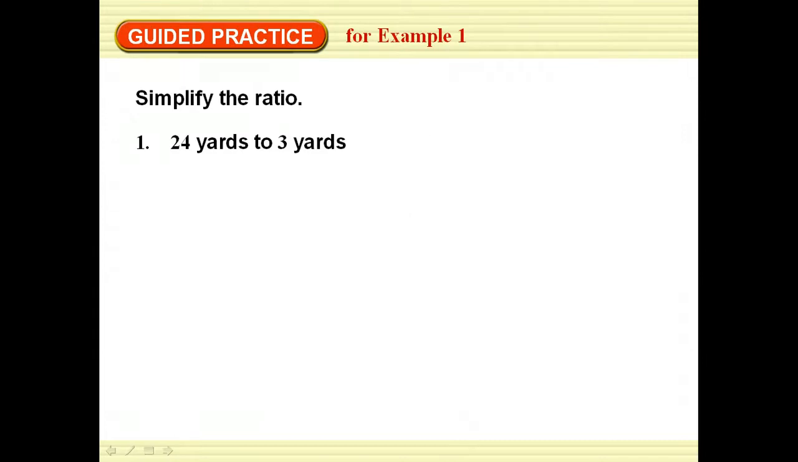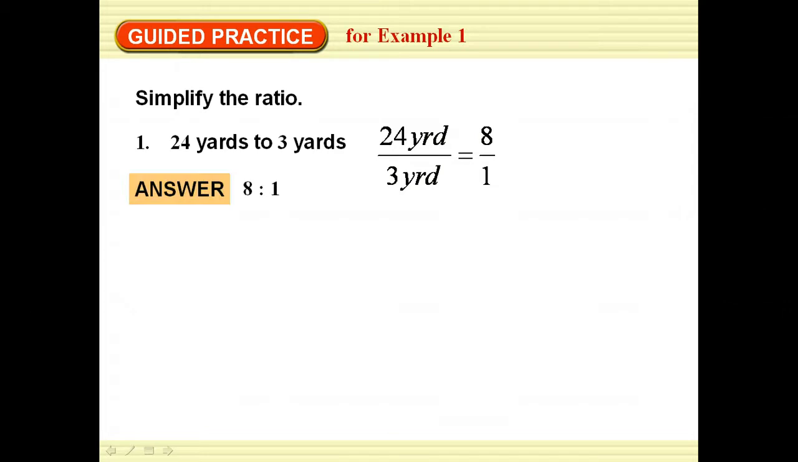Simplifying this ratio. Guided practice is where you should try it first and then check to see if you got it right. So you may want to pause the video now and try doing this problem. 24 yards to 3 yards. Since the yards cancel out, I simply reduce it to 8 to 1.